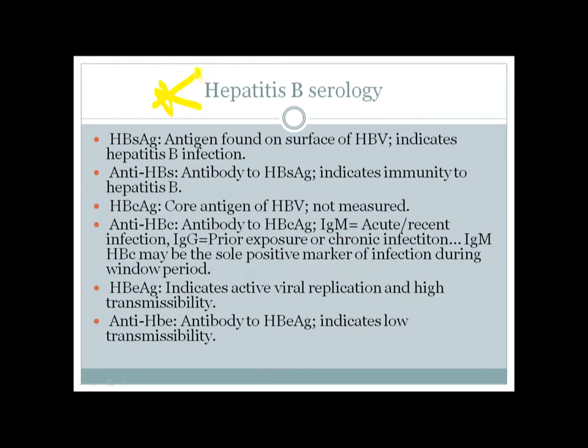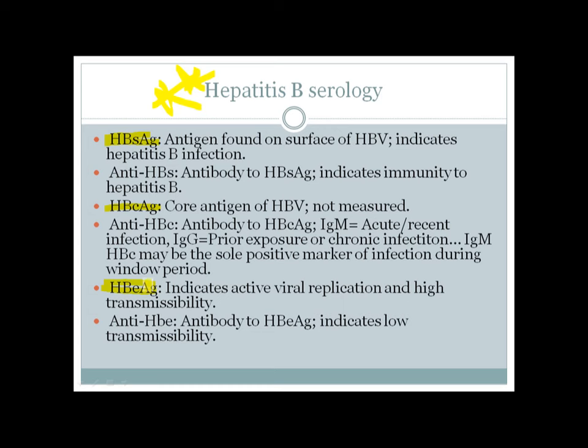Hepatitis B serology, very important for your clinical life especially. So we have actually 3 antigens and 3 antibodies. So we have the hepatitis B surface antigen, we have the hepatitis B core antigen, and we have the hepatitis B E antigen. And among those 3 antigens, we measure actually the 2, HBsAg and HBeAg.